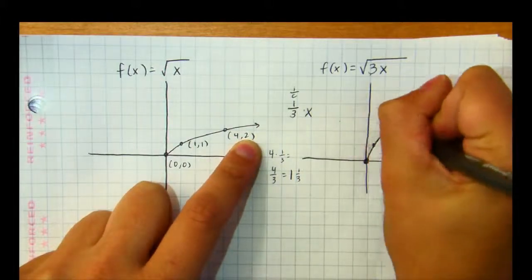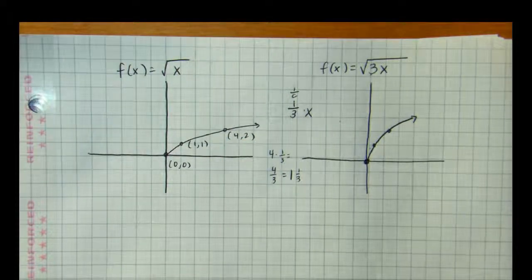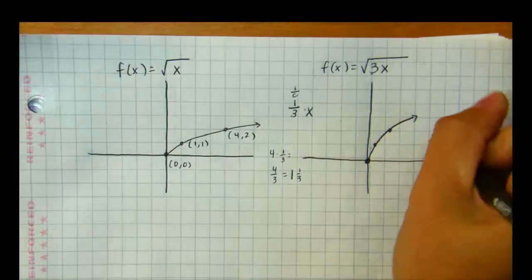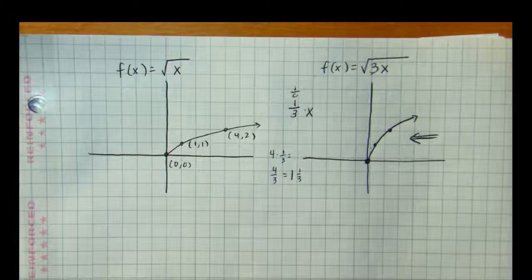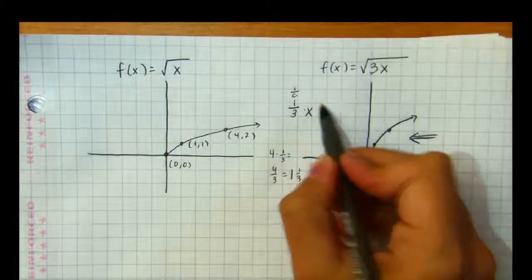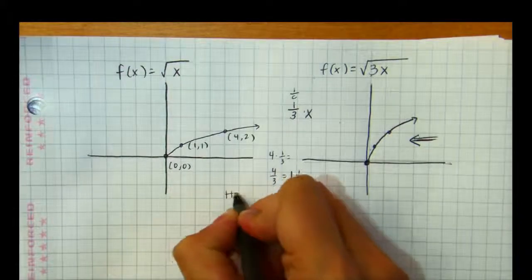So this function is going to get a lot taller. You'll notice it's getting taller, but it's also as if someone's pushing in on it horizontally. So my x values are what's changing. This means that I'm going to have a horizontal.